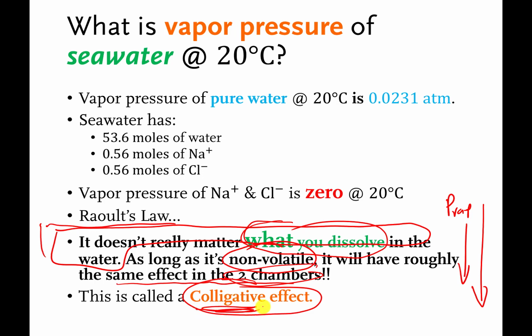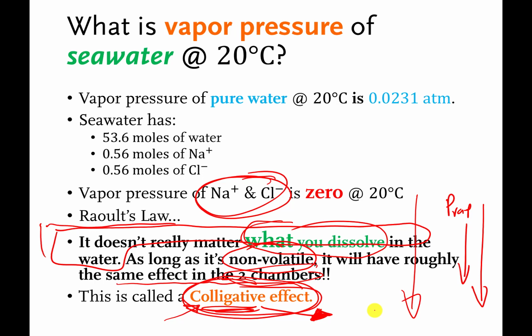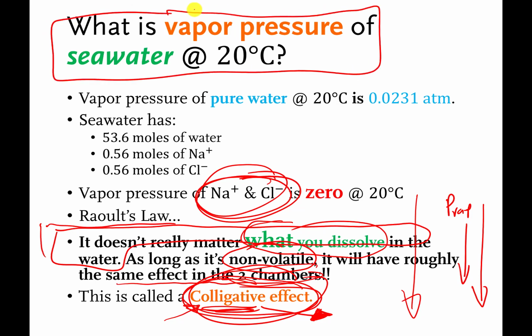I'm not a big fan of this word because I can never remember where this word comes from. But basically, colligative effect means that it's an effect that you see on materials that doesn't depend on the material itself. It just depends on how much of the material you're using. So if I throw a whole bunch of salt in, it doesn't really matter what kind of salt I throw in. It's going to have the same effect. It just depends on how much salt I throw in. That's called a colligative effect. And that's the end of the video for figuring out the vapor pressure of seawater using Raoult's law.